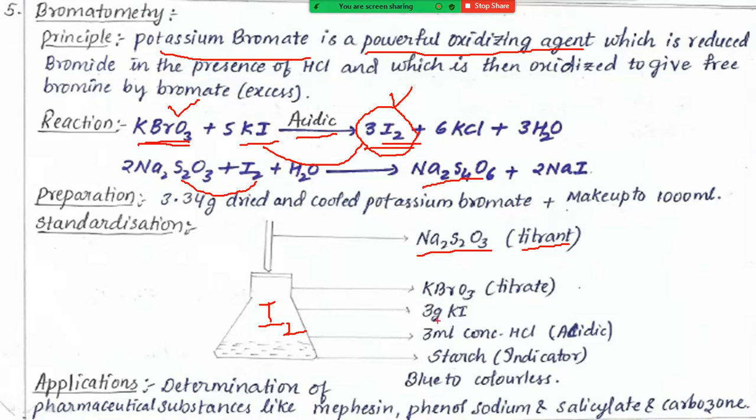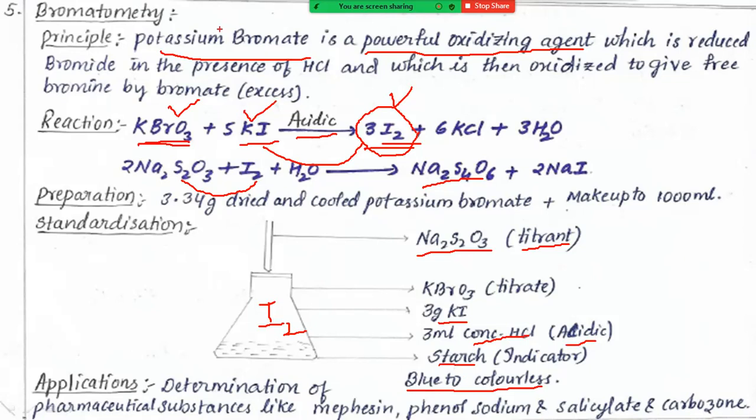And here also we are using potassium iodide. Why? Because potassium iodide releases iodine molecules. We could take iodine directly, but iodine has very poor water solubility. That's why we take iodine from potassium iodide. Here we add concentrated HCl solution to provide acidic medium, and the indicator is starch. So here also the color change will be blue to colorless. So this is about bromatometry.